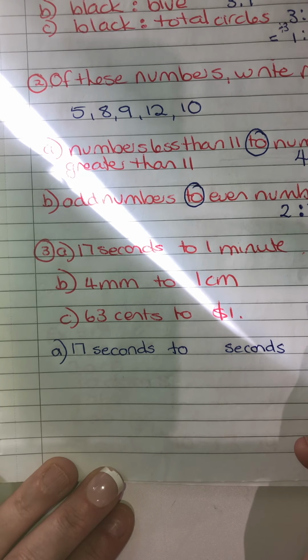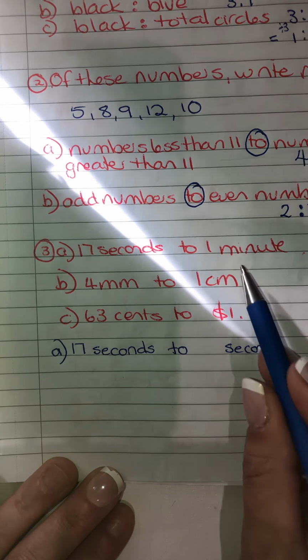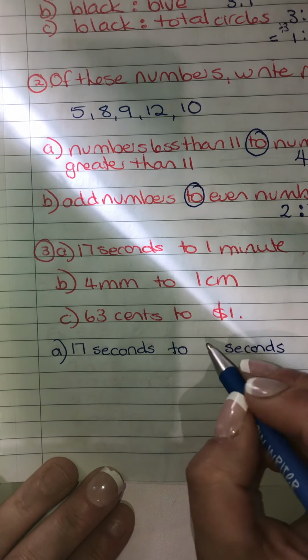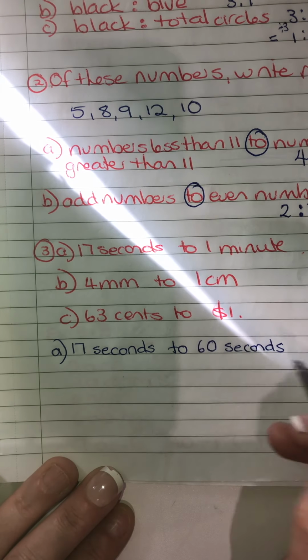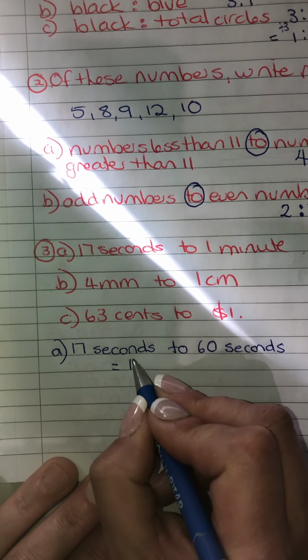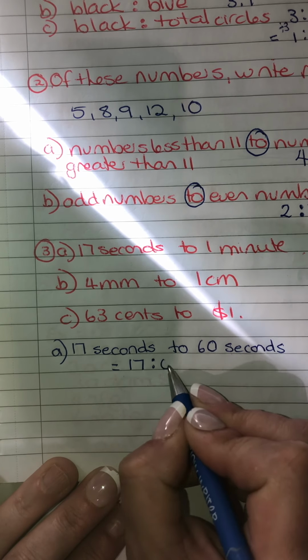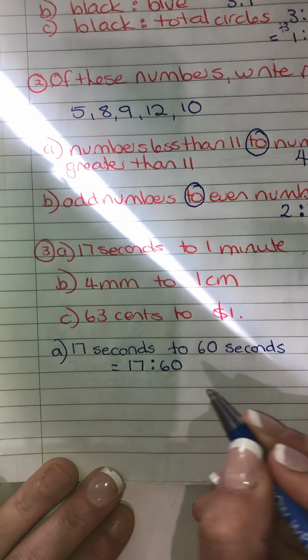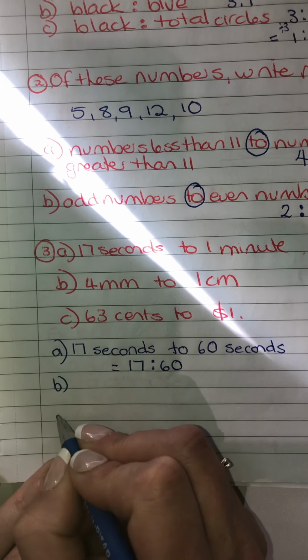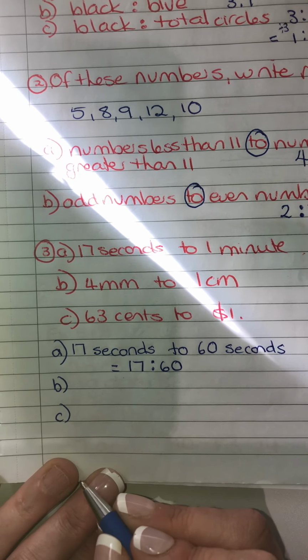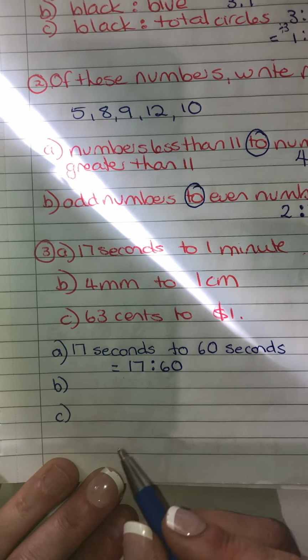How many seconds are there in 1 minute? Hopefully you know there's 60. So your answer is going to be 17 to 60. Now, you can see the questions there. If you want to rush ahead and have a go, please do.